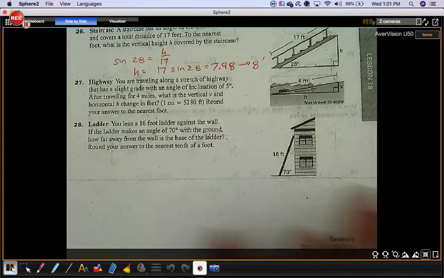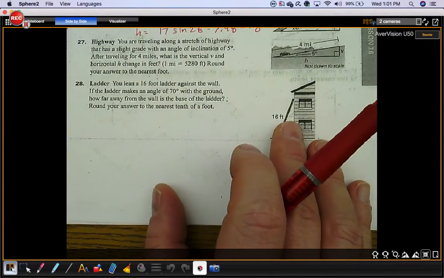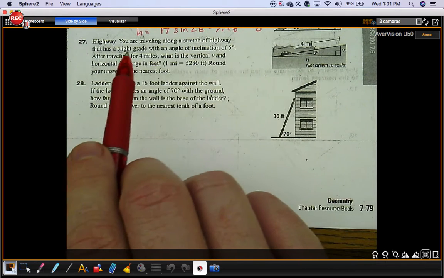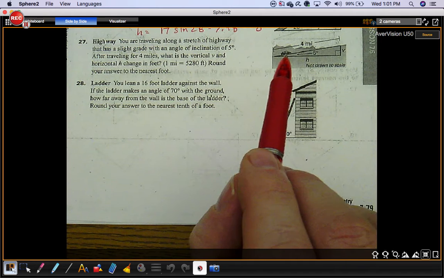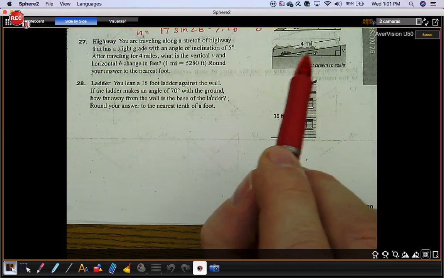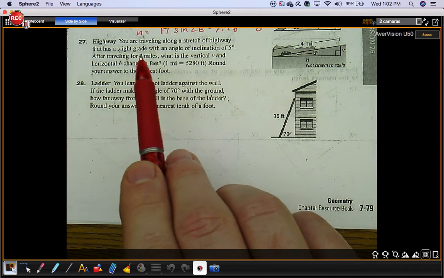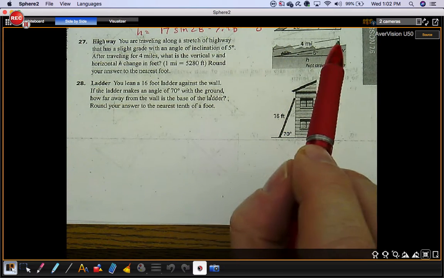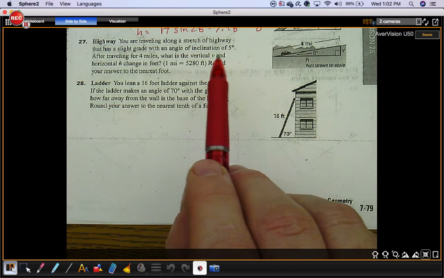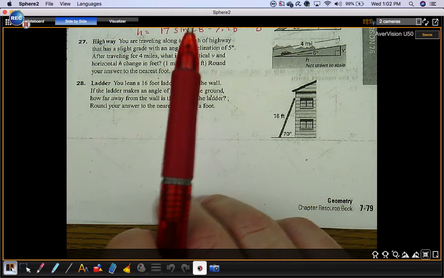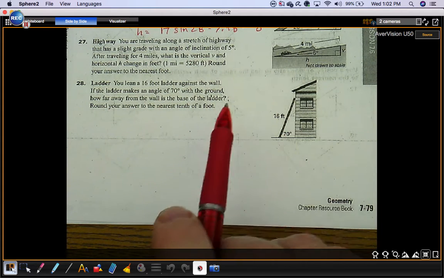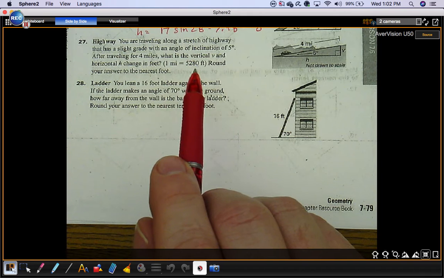Number 27 is about a highway. You are traveling along a stretch of highway that has a slight grade with an angle of inclination of 5 degrees. That's the same thing as angle of elevation. After traveling for 4 miles, what's the vertical and horizontal change in feet?